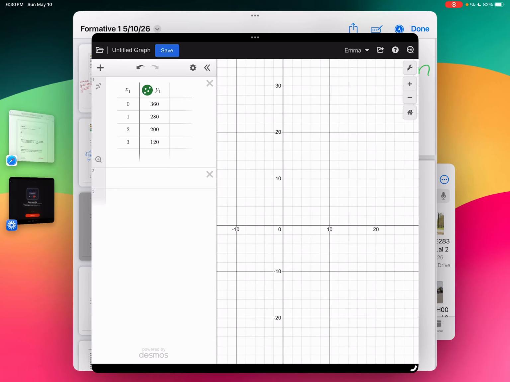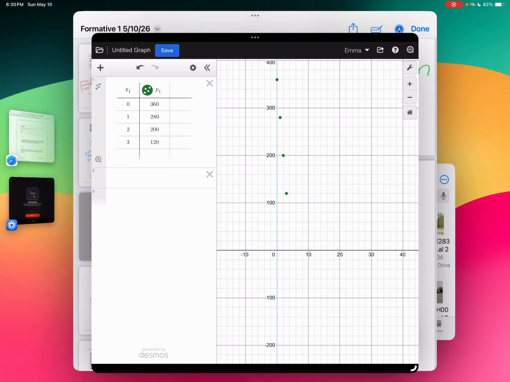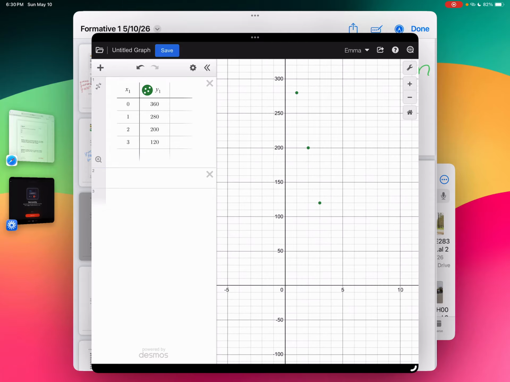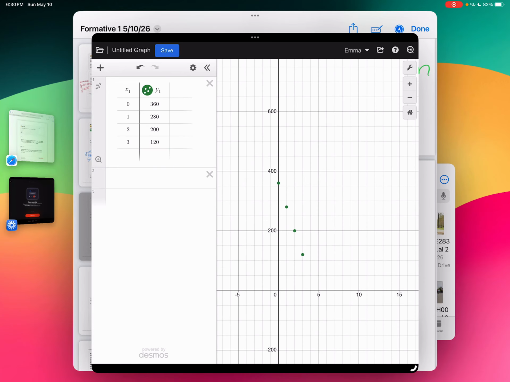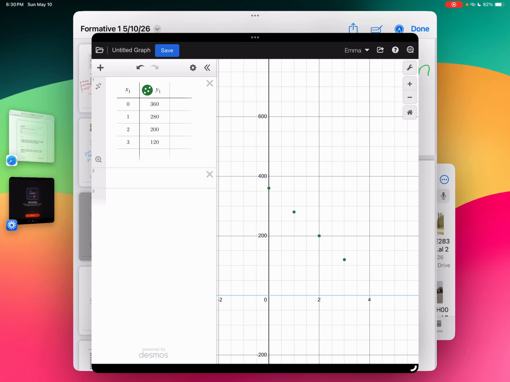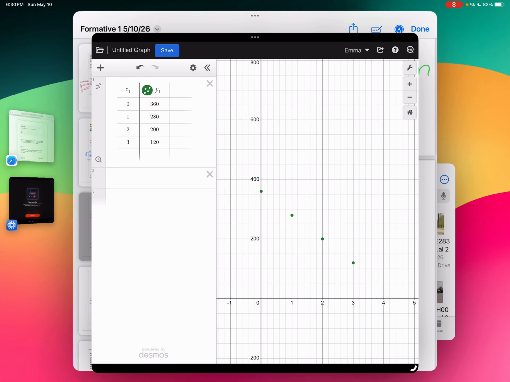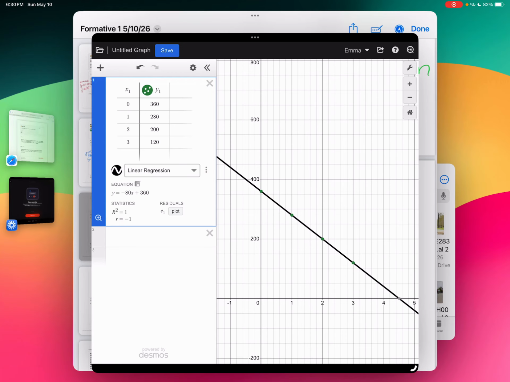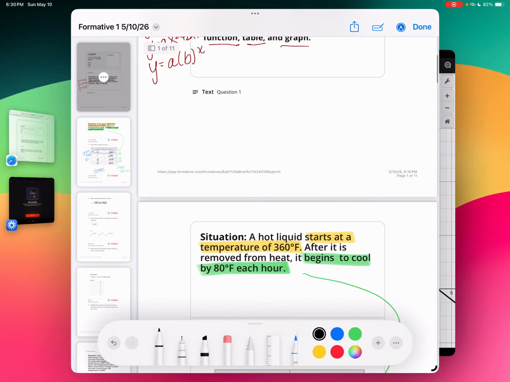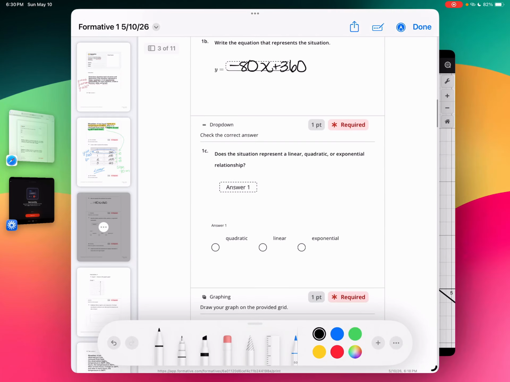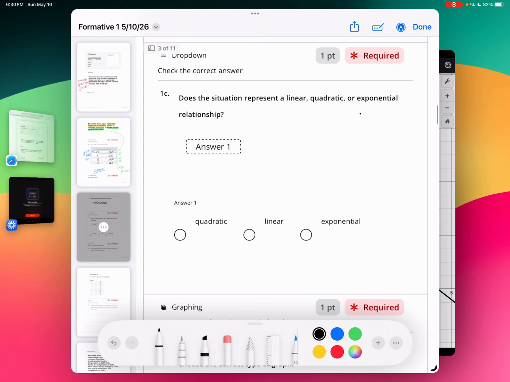Based off this information, we can see this is a straight line. So without anything else, I know that's going to be linear because of that. Linear regression gives negative 80x plus 360, which matches what I already have. So the question is, does it represent linear, quadratic, or exponential? Like we mentioned before, this does represent a linear relationship.